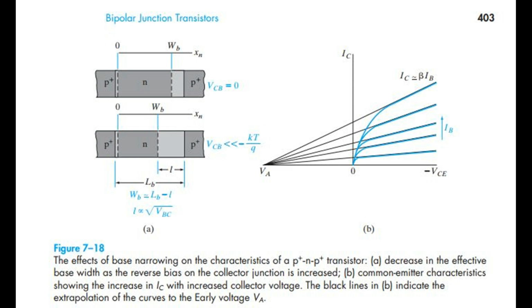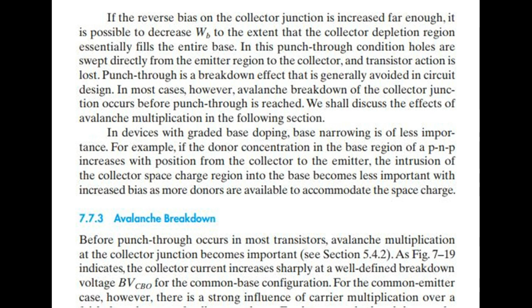If the reverse bias on the collector junction is increased far enough, it is possible to decrease W_b to the extent that the collector depletion region essentially fills the entire base. In this punch-through condition holes are swept directly from the emitter region to the collector, and transistor action is lost. Punch-through is a breakdown effect that is generally avoided in circuit design.